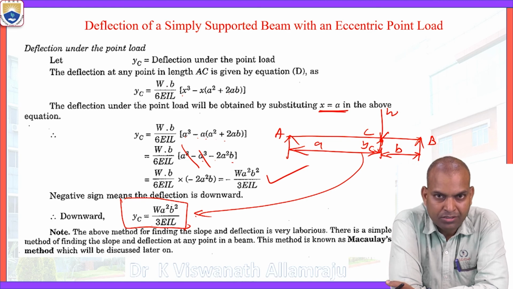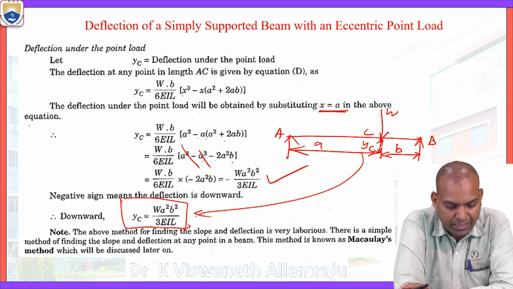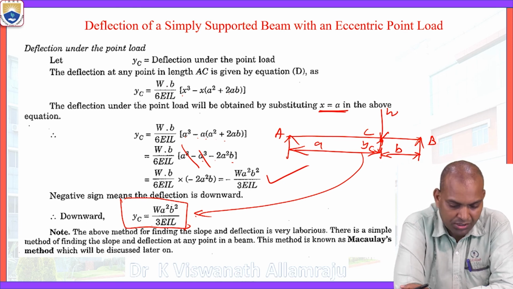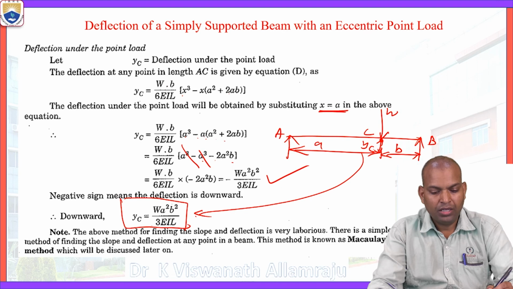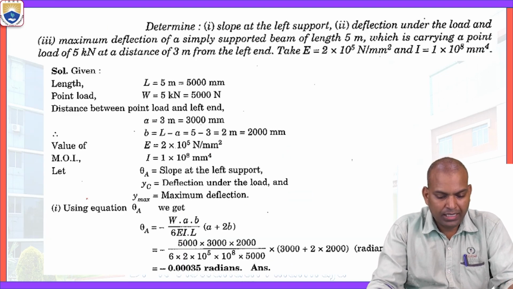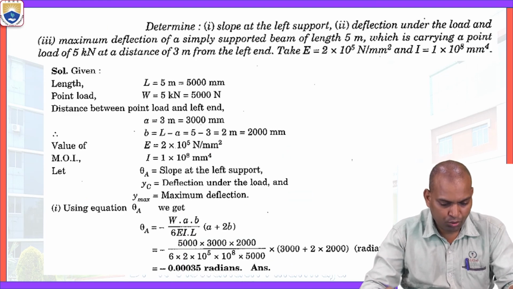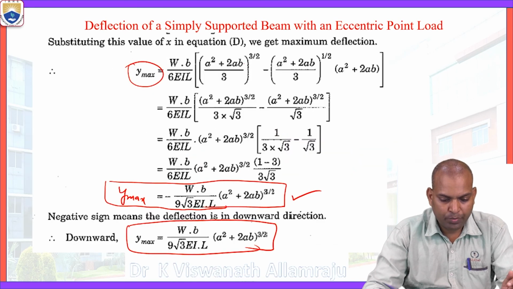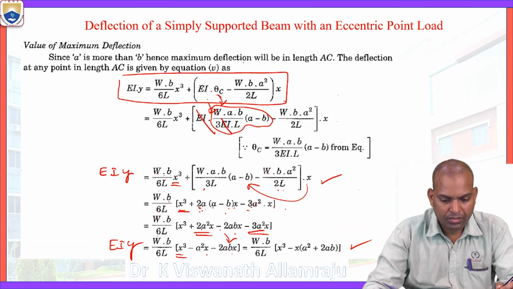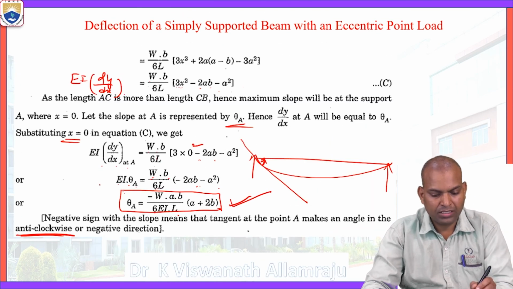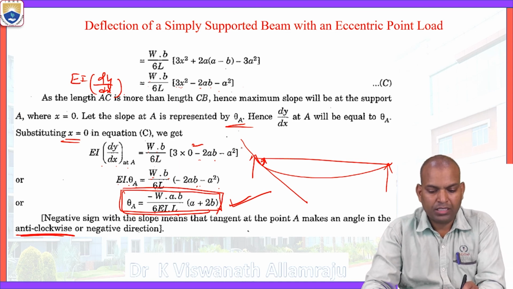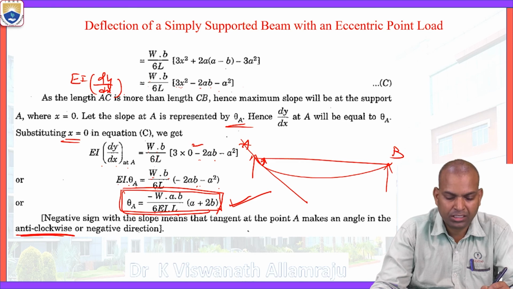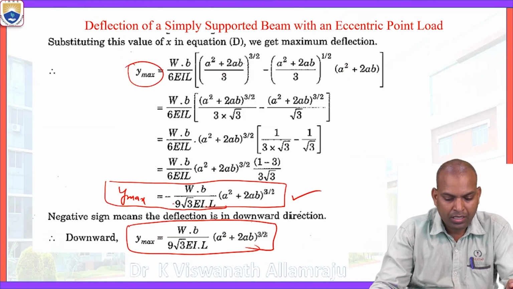So which one is the simple method for this type of problem? There is another method called Macaulay's method. Macaulay's method is a very simple method, and we can see it in the next sessions. But in this session we derived it here. So let us find the slope. We found the maximum slope at support A. This is the formula for slope: at support A, the maximum slope is WAB by 6EI l times (a plus 2b).